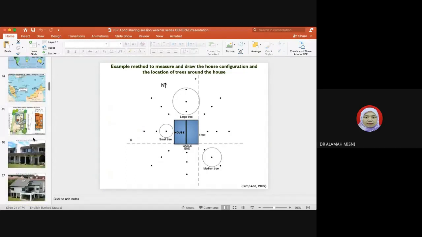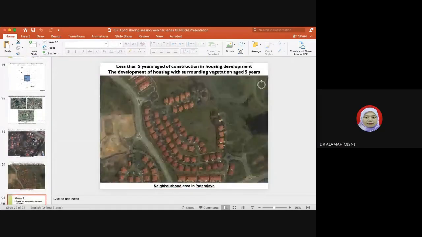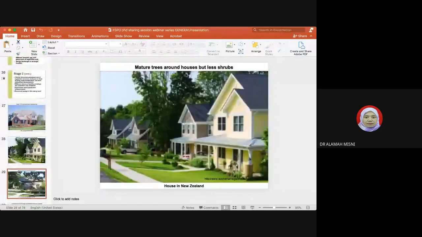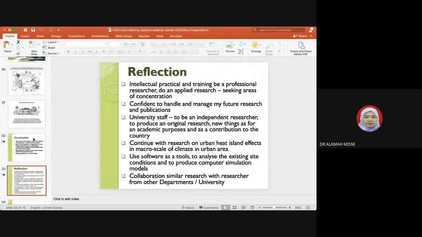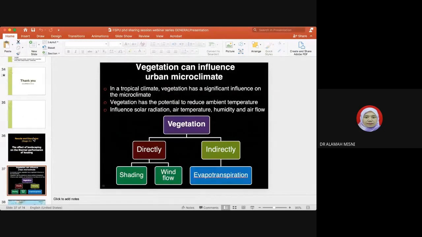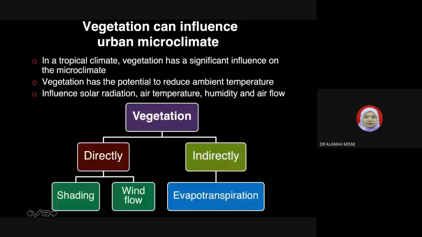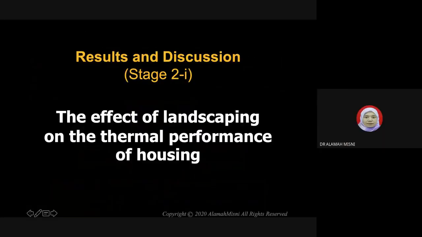Okay. Go down, Mr. Moderator, go down. Can you show me some of the examples? I just want to see an example. Go down, until the end and continue to a new page. Next. This is an example. Stop. Okay, this is an example of my results in chapter 4. It's about the effect of landscaping on the thermal performance of housing. So these are actually results from stage 2 of the methodology.